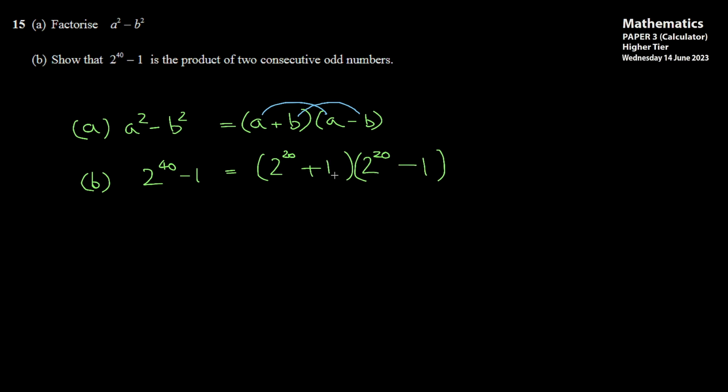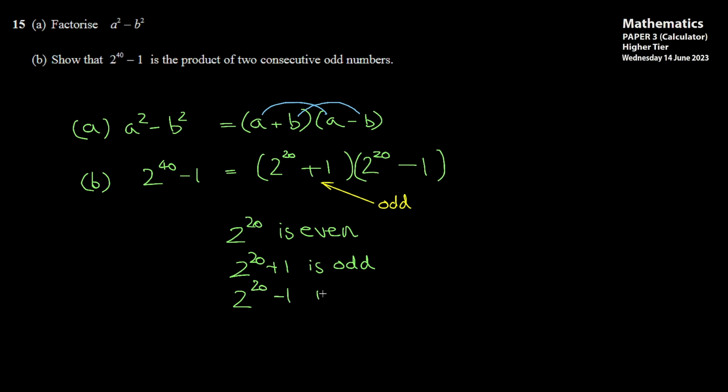So, are these the product of two consecutive odd numbers? Well, yes, they are, because 2 to the 20 in both cases is even. And if you add 1 to 2 to the 20, 2 to the 20 plus 1 is odd. So this guy is odd, and 2 to the 20 minus 1 is also odd. So this second term is odd. And those are the two results they wanted.